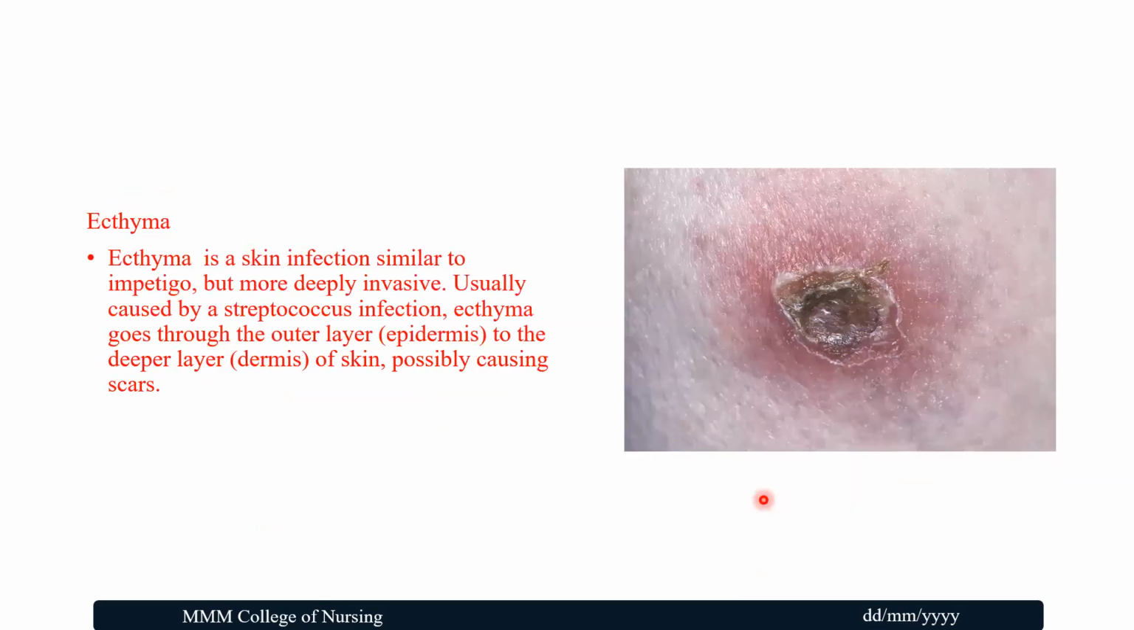Then ecthyma. What is ecthyma? Ecthyma is a skin infection similar to impetigo, but more deeply invasive, usually caused by streptococcal infection. It goes through the outer layer, that is the epidermis, to the deeper layer, the dermis of the skin, possibly leaving behind scars. This is known as ecthyma.